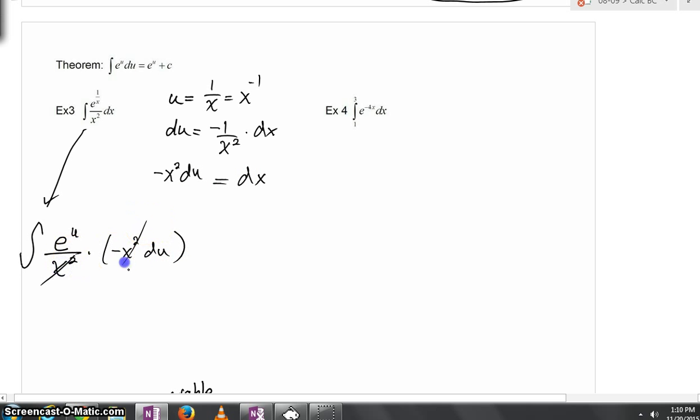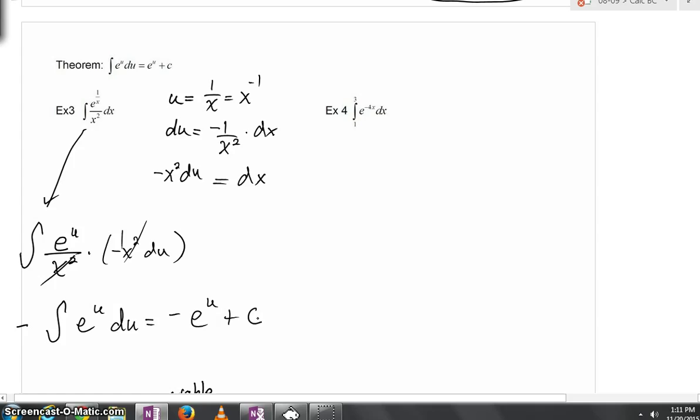Down here's x squared. But my dx becomes negative x squared du. And the x squareds cancel. You are left with a negative 1. You can pull that negative out in front. And we're so close to being done, guys. So amazingly close to being done. So let's see here. As I take an antiderivative of e to the u, keep your negative out in front, is e to the u, and then we'll say plus c.